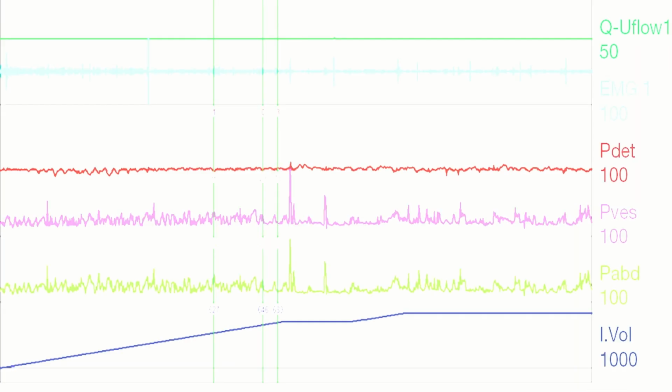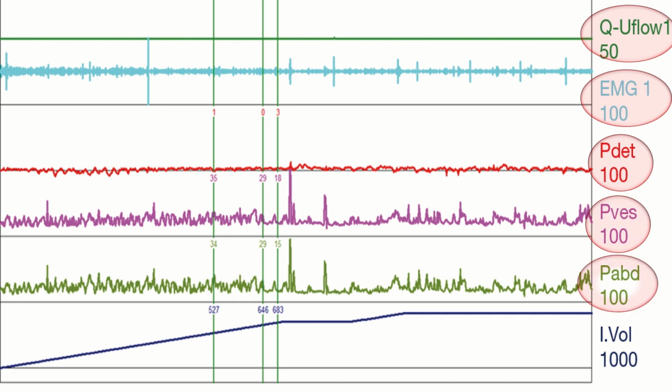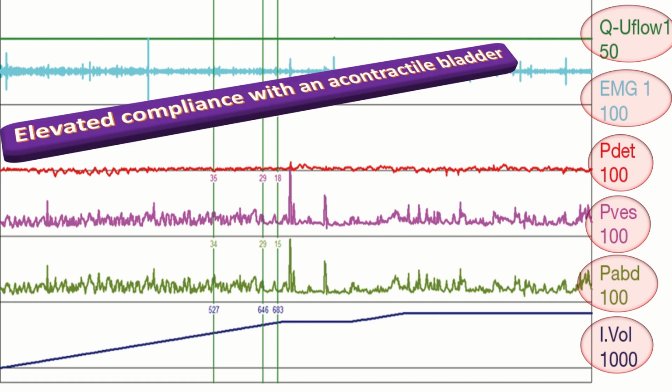In this graph, the bladder volume rises to approximately 820 ml with minimal change in P vesical. The patient is asked to void a volume of 820 ml with no appreciable detrusor function or change in sphincter EMG. Here you can see that detrusor pressure is not changing and also EMG activity is not changing. This pattern of voiding function was taken from a patient with a sacral level lesion. So the most probable diagnosis is elevated compliance with an acontractile bladder.